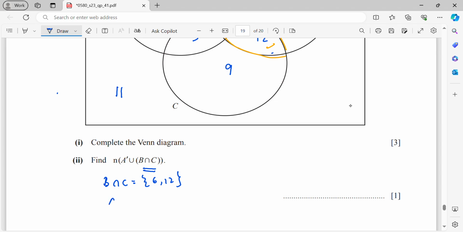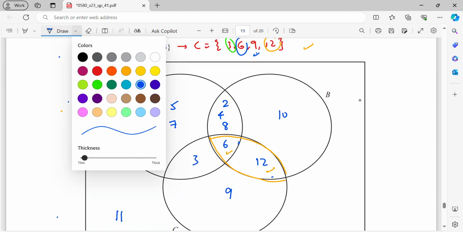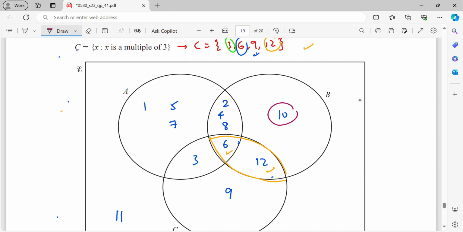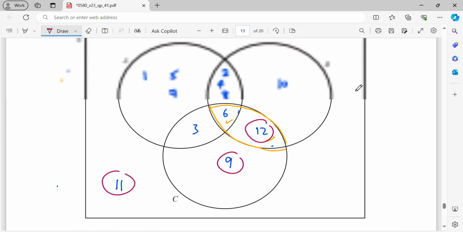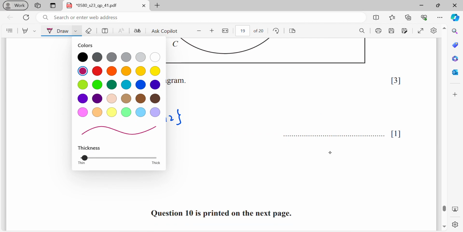So now A prime. A prime means outside A. So outside A basically is just 10, 12, 9, 11. So that means 9, 10, 11, 12. So here I will write 9, 10, 11, 12.